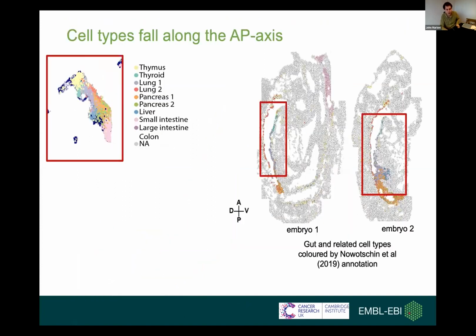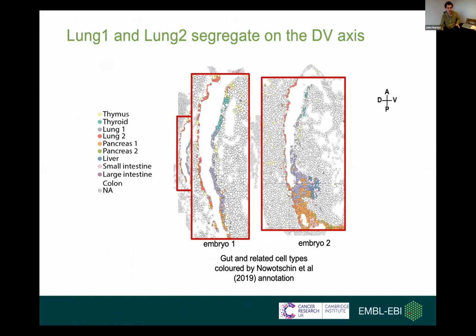So this is now for 2 embryos, embryo 1 and embryo 2. And if we zoom in a little bit on the gut tube, you can see that cells along the gut tube are colored by cell type. And indeed, this forms a very nice anterior posterior pattern. So we've got, for example, lung 1 cells here on the ventral side and lung 2 cells on the dorsal side. But why are these lung 1 and lung 2 cells not assigned different identities? Well, they couldn't tease them apart on the basis of the single cell RNA-seq in the original paper.